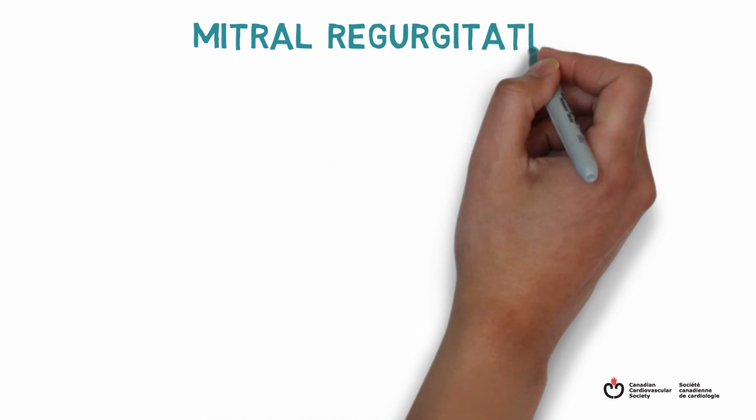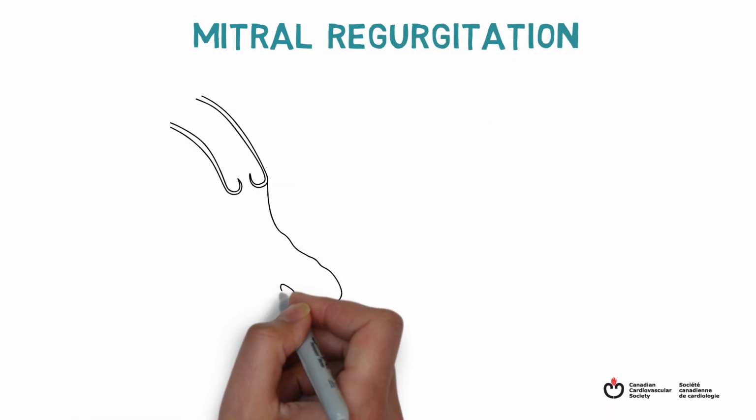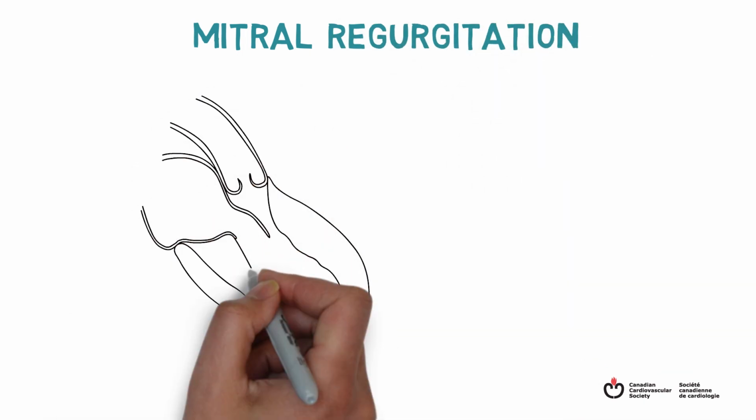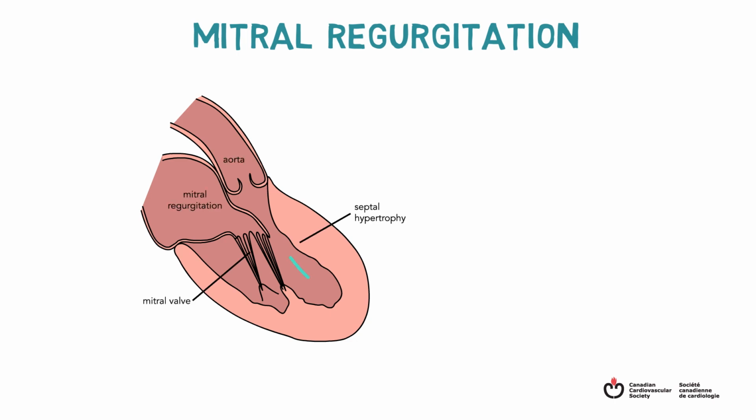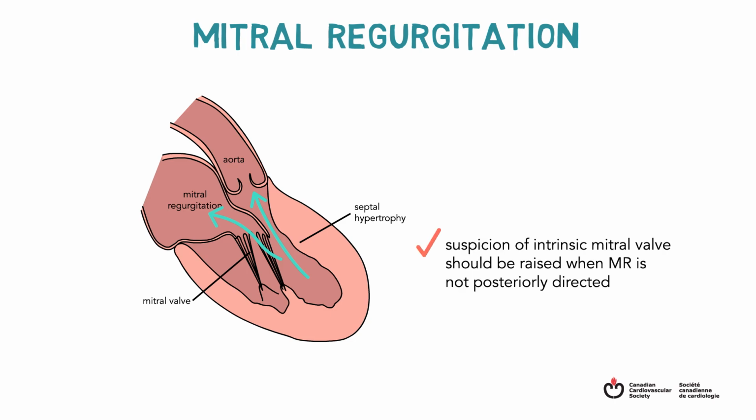Regarding SAM, contact of the anterior mitral leaflet with the septum creates failure of coaptation with the posterior leaflet that results in posteriorly directed MR, predominantly during mid to late systole. In some cases, non-posteriorly directed MR can still be related to SAM because of differences in leaflet geometry that alter the direction of the jet, either centrally or anteriorly. However, suspicion of intrinsic mitral valve disease should be raised when the MR is not directed posteriorly.